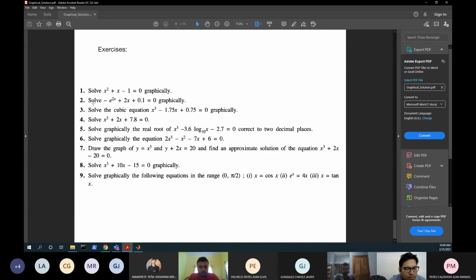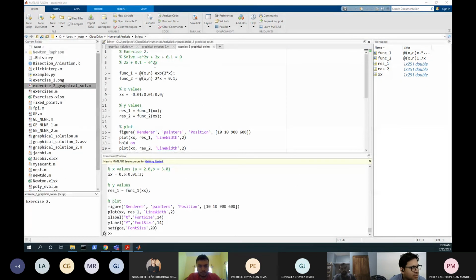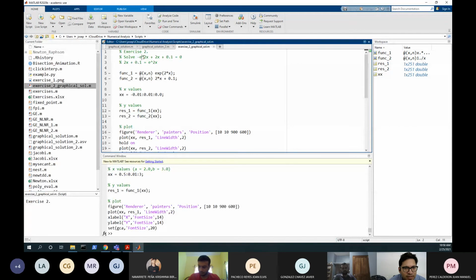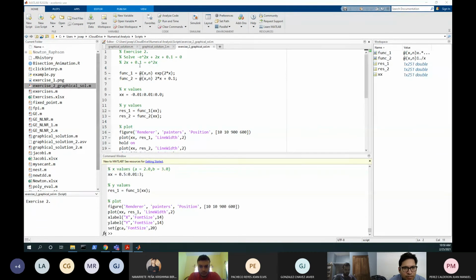So for example, I'm going to solve this one in Matlab just to show you. I'm using minus exponential to the power 2x plus 2x plus 0.1. This is exercise number 2. So I can separate the function. I can send this term to here or send this one to here. This one is going to be positive if I send it here.